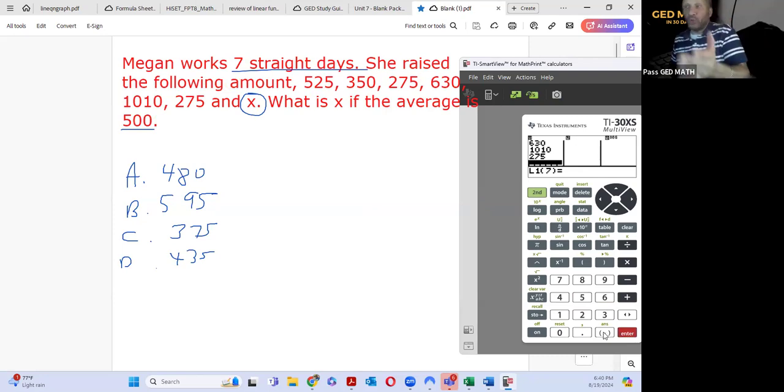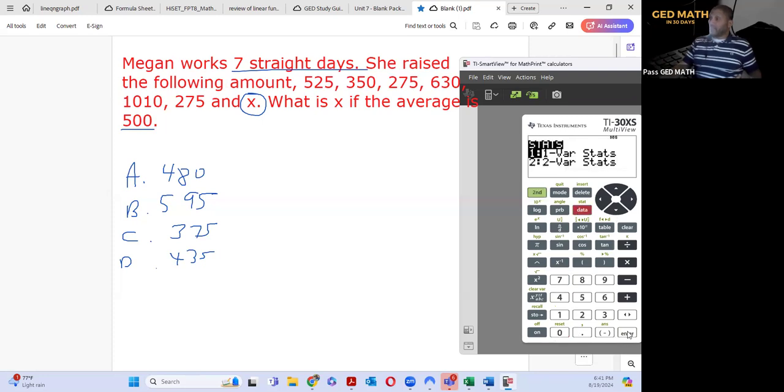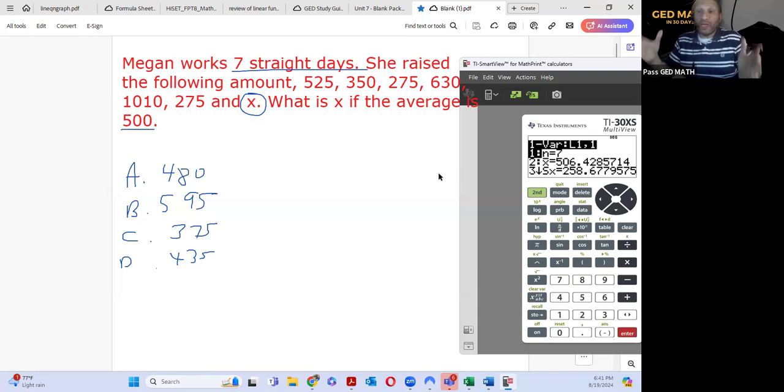Now, we have to include the last number, so we're going to use our multiple choice. First of all, what do we know? The higher the number is, the higher the average is going to be. So when I do 480 here, I'm going to type in 480. That's my first multiple choice. Then second, data, one variable, calculate. My average is 506. That's too high. So right away, I know the number can't be 480 or above, because the average is too high. So I know it can't be A, and it can't be B.